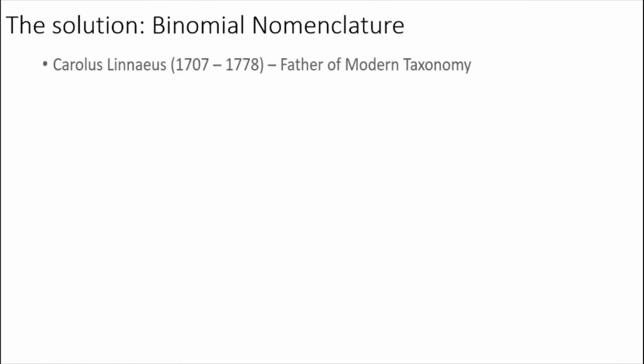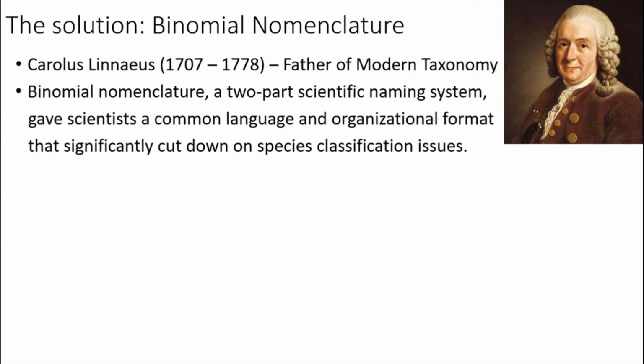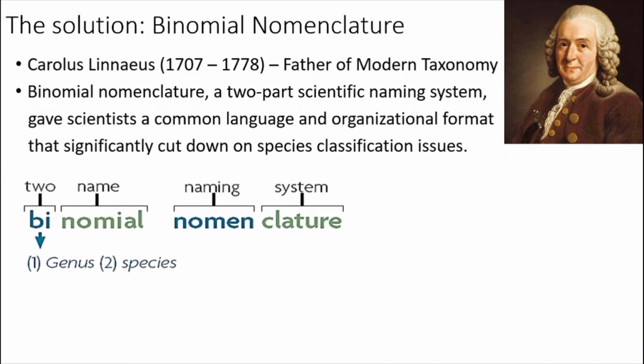Enter Carlos Linnaeus, aka the father of modern taxonomy. To help fix this identification issue, he developed a new naming system based on Latin, the scientific language of the day. This system is called binomial nomenclature. It gave organisms two names that were based on their species and described what they look like.